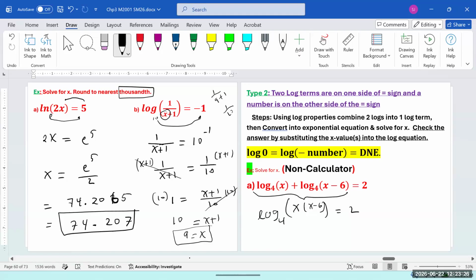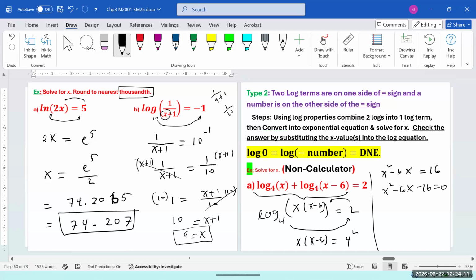And now we have a single log situation. So we can convert this into exponential. So we get 4 squared equals x times x minus 6, which is x squared minus 6x equals 16. And now it becomes a normal polynomial. So how do you solve a quadratic equation? It's a quadratic equation. Minus 16. x squared minus 6x minus 16 equals 0.